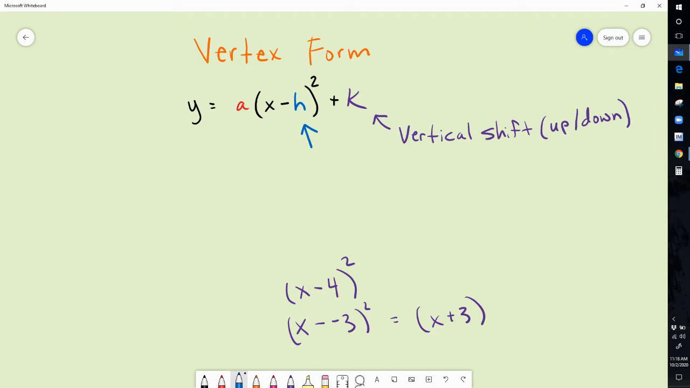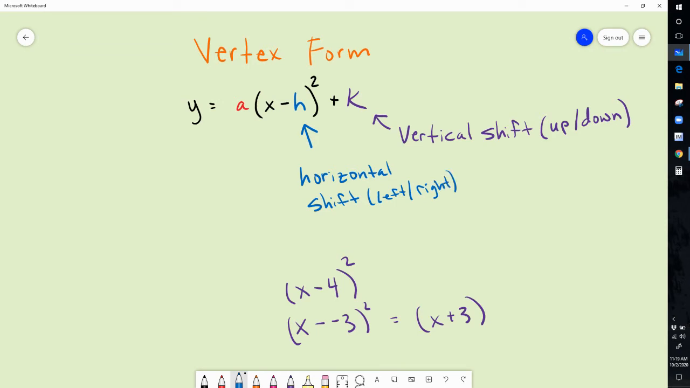So with that being said, h is not my vertical shift. That's up and down. The word for this one is horizontal shift. And that means side to side, right? Or left and right. I guess I should have written that instead. Let's write that. Left or right. Left and right.